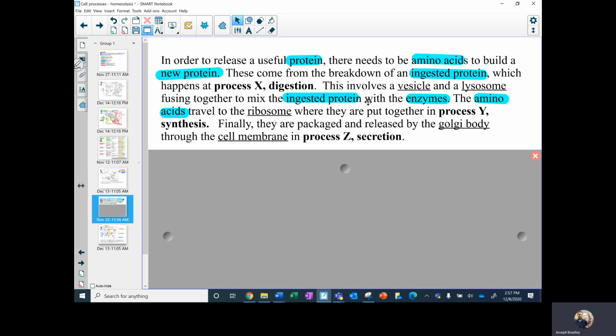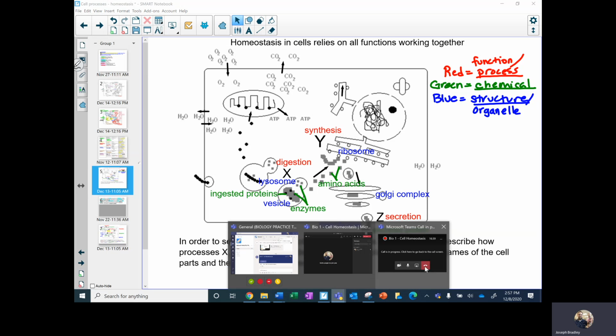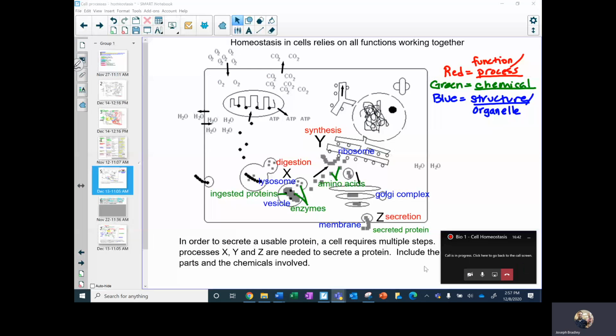I go over that for you for a reason, because we're going to do a Nearpod activity where I'm going to give you another scenario with a similar picture to this. I'm going to choose 3 different processes, and you need to explain how those 3 processes have to occur together in order for the cell to carry out a specific function. Okay, so that's the conclusion to our cell homeostasis notes.